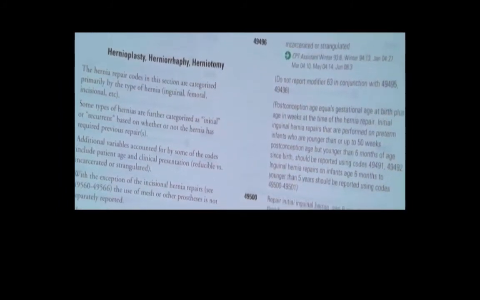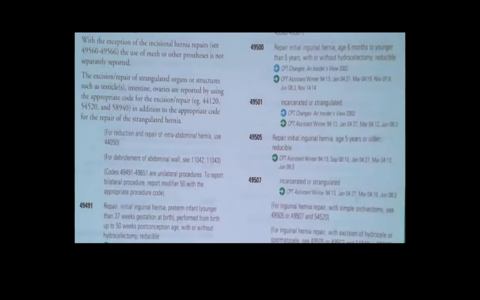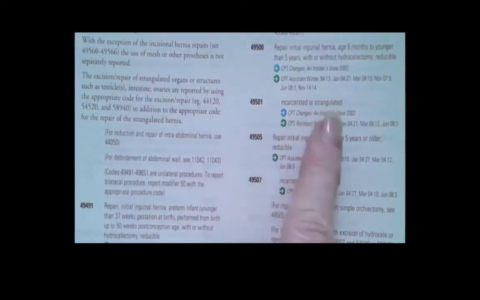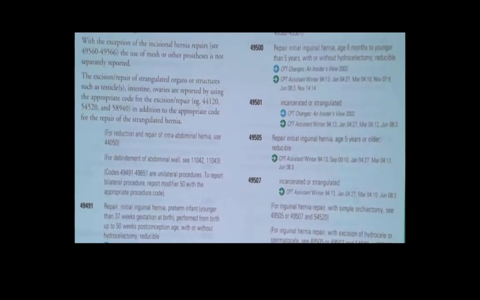And this code, 49496, goes with the bottom of the other one. So now we're up to 49500. This is for someone aged 6 months to younger than 5. Okay, that's not right either. Now let's go here, 49505. Repair initial inguinal hernia, 5 years or older, reducible. Okay, well most of that's right. We do have a repair, and the person is older than 5 years old, but the reducible is the problem. This is an incarcerated or a strangulated hernia.